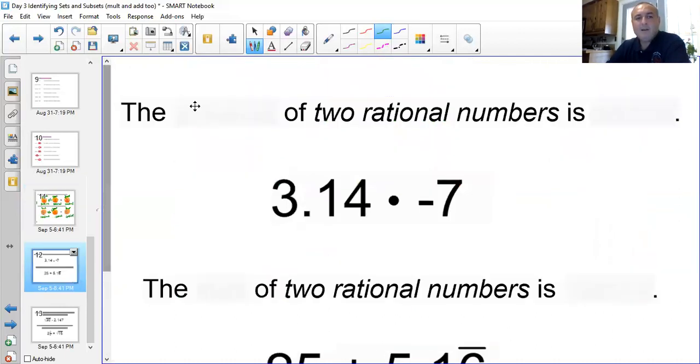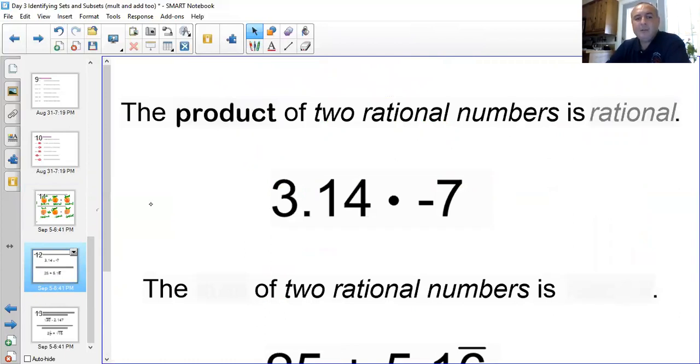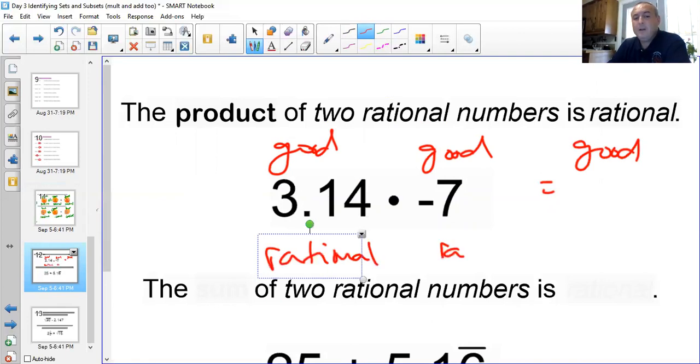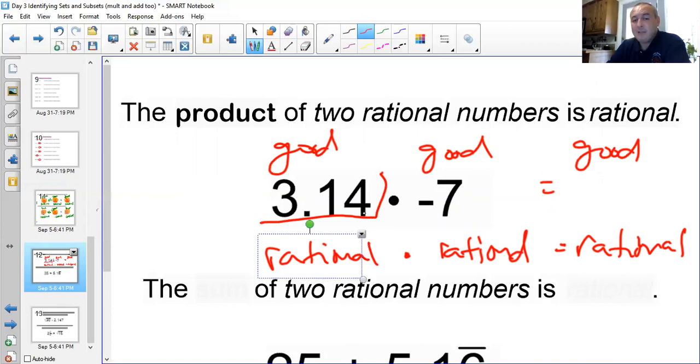What I've got here is the product of two rational numbers is going to be rational, right? This is your good orange. This is another good orange. They're going to give you a good orange. Just remember that they are rational. Times is going to give you a rational. All right, so 3.14 we know is rational because it's a decimal and it stops. So that's a rational number. -7 is a negative whole number, so that means that it's an integer, and we know that integers are rational numbers.